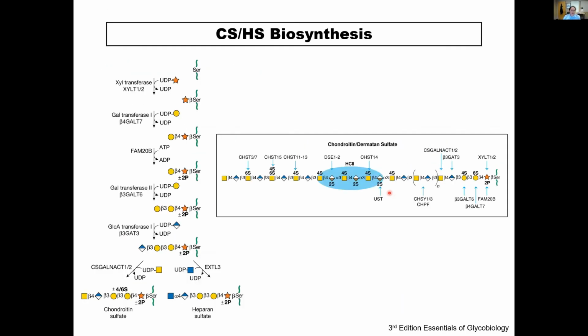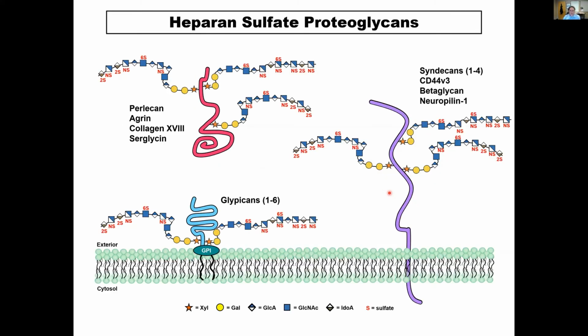So that's a little background on chondroitin sulfate. Now we're going to move to heparan sulfate. These are the set of known heparan sulfate proteoglycans. They can be transmembrane proteins, such as the syndecans, GPI-anchored proteins, such as the glypicans, as well as these 4 different extracellular matrix proteins that are known to have heparan sulfate chains attached to them.